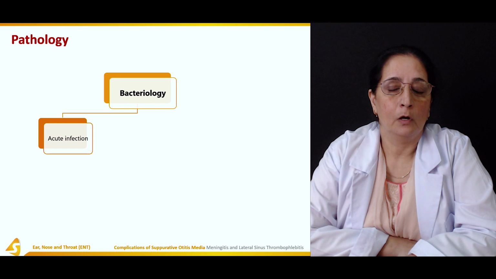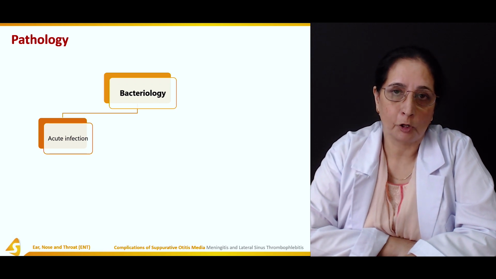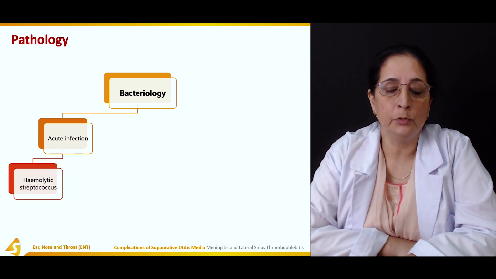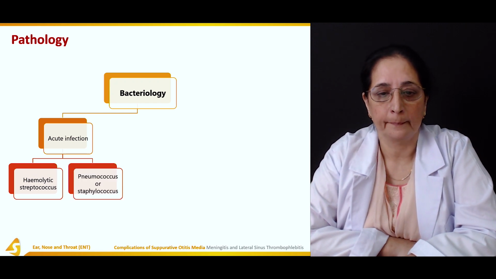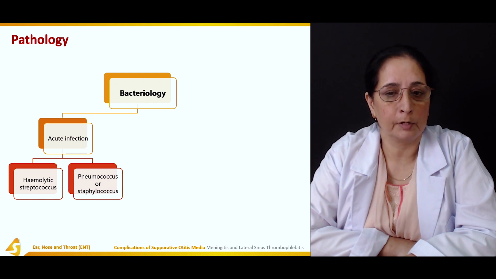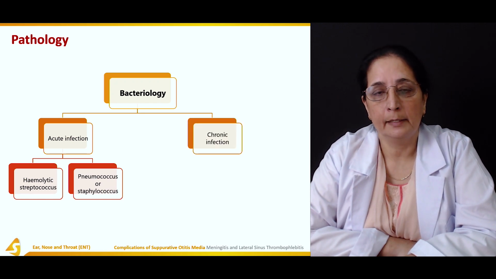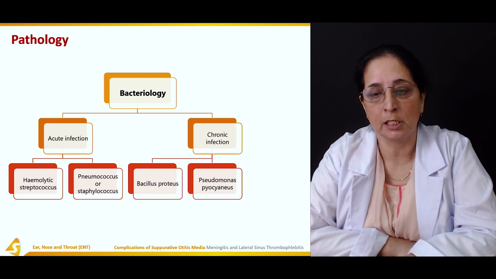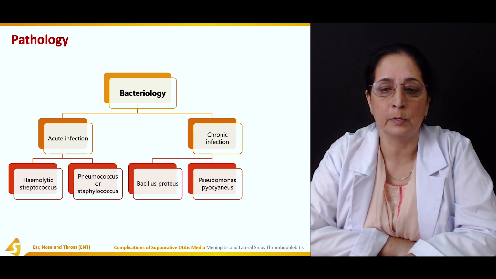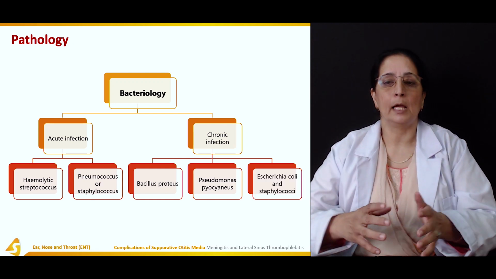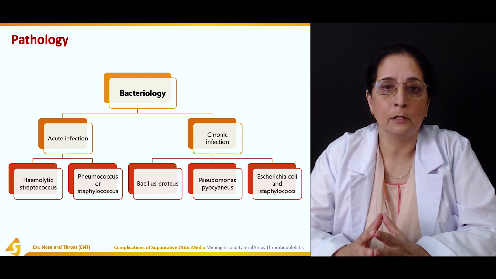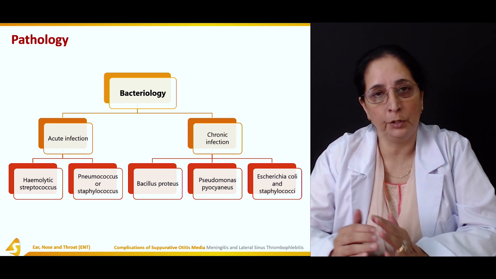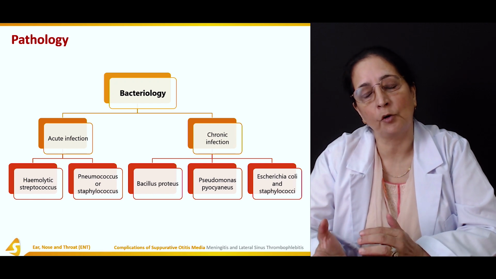Bacteria that usually cause lateral sinus thrombophlebitis: acute infection is caused by hemolytic streptococcus, pneumococcus or staphylococcus. Then chronic infection is caused by Bacillus proteus, Pseudomonas pyocyaneus, E. coli and staphylococci. So different bacteria can cause infection, it can be acute or chronic.